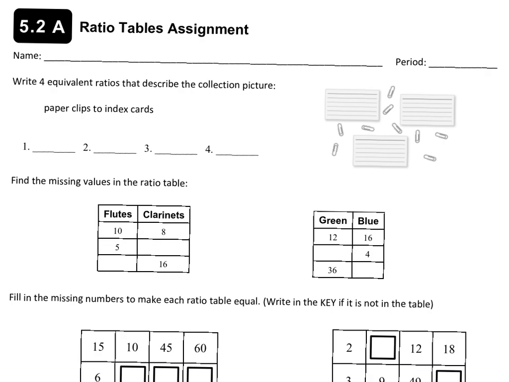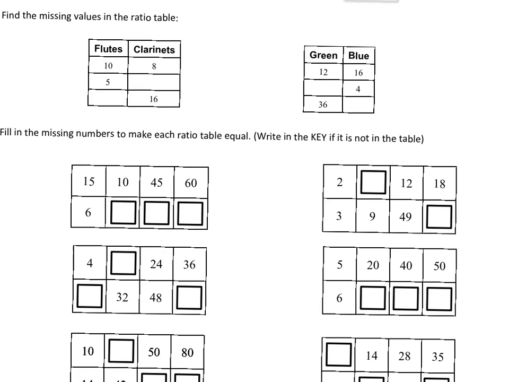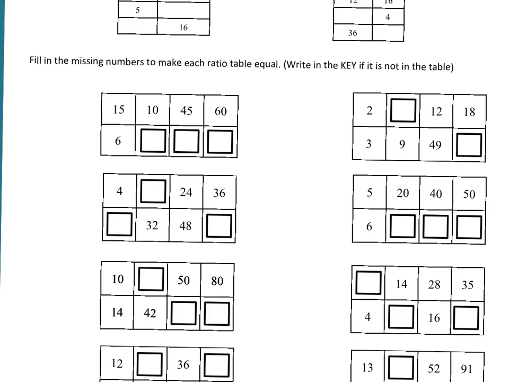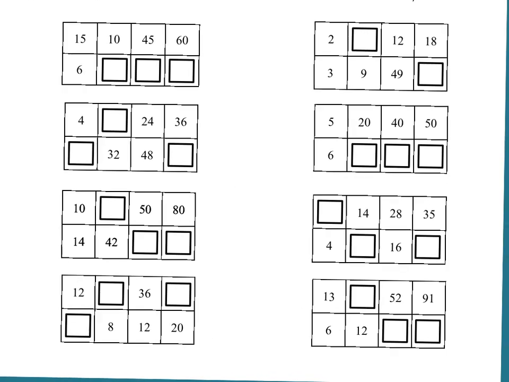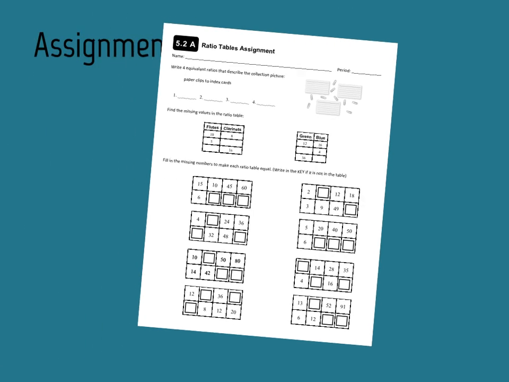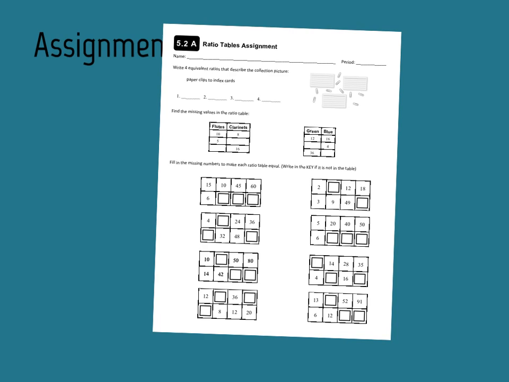Then you're going to be finding the missing value in the ratio charts, just like we did on the other side. Now all of these ratio tables, you need to fill in the boxes. And the reason we've done it this way is so it's easier for you to see on Go Formative. Guys, I think you got a handle on this, especially if you watched me on the practice. So give this a shot.